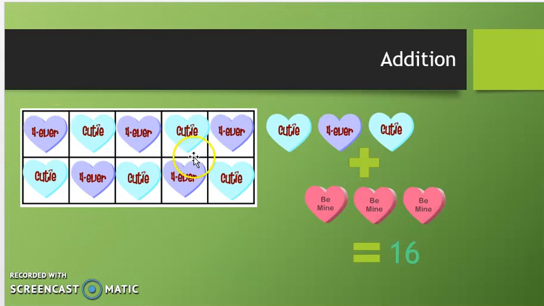So you can count 10, and then to make it so much easier, this little nice 10 frame, you can go 10, and then 11, 12, 13, 14, 15, 16.